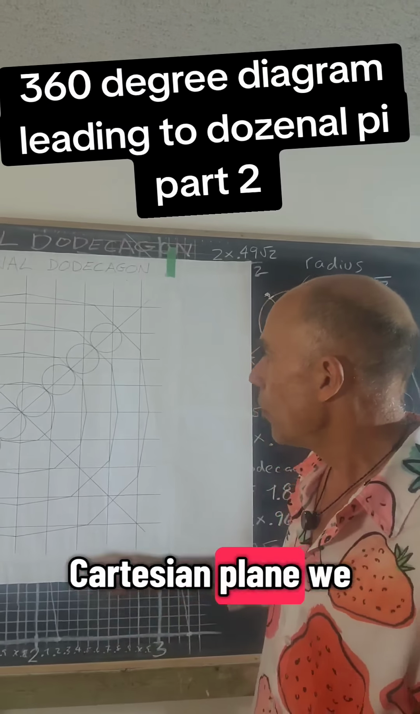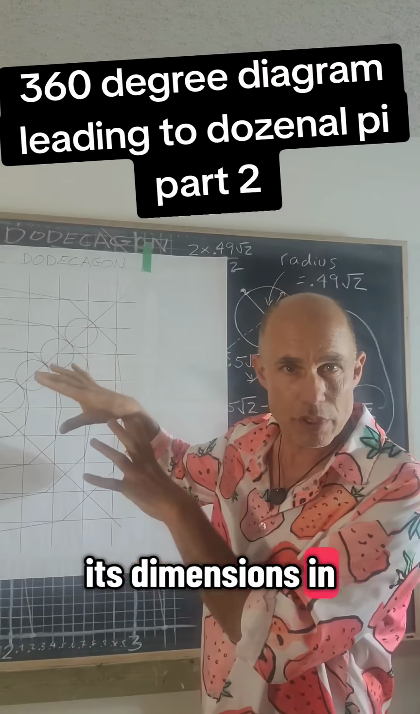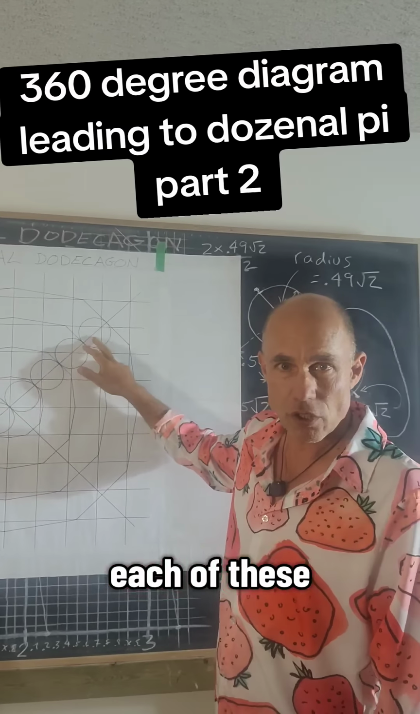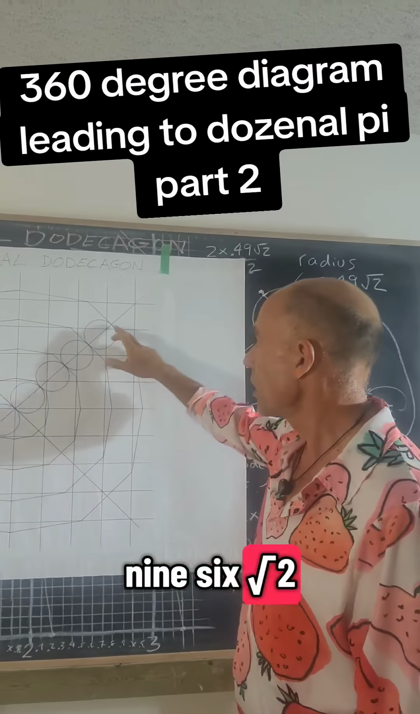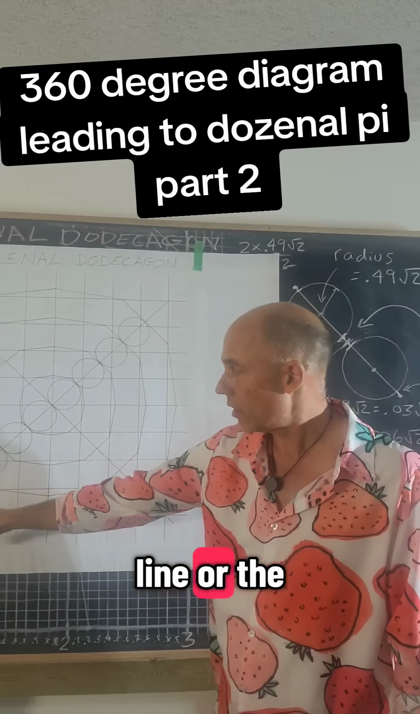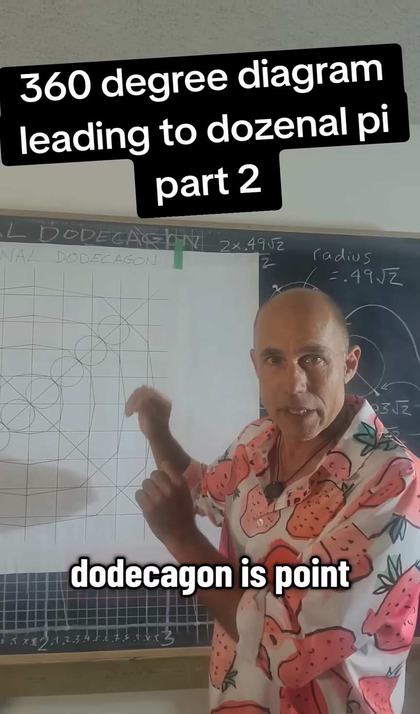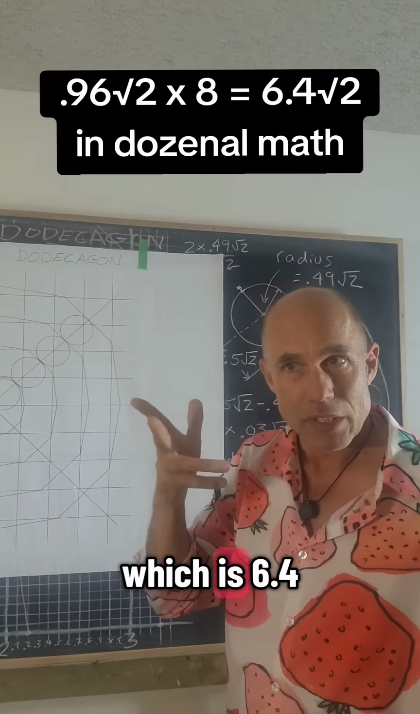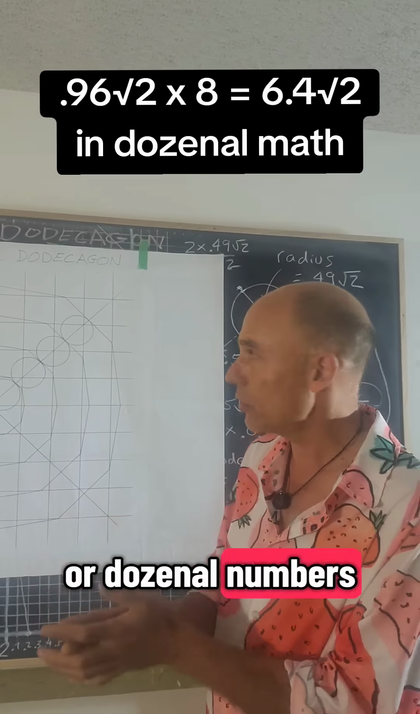So I've been sharing with you this geometric pattern that is built on the base 12 Cartesian plane. We are going to the fourth ring of the pattern. I've gone over its dimensions in previous videos. You can see I've drawn 8 circles. Each of these circles has a diameter of 0.96 root 2. So the total length of that line, or the distance across the diameter of this dodecagon, is 0.96 root 2 times 8, which is 6.4 root 2. So these are base 12 or Dozenal numbers.